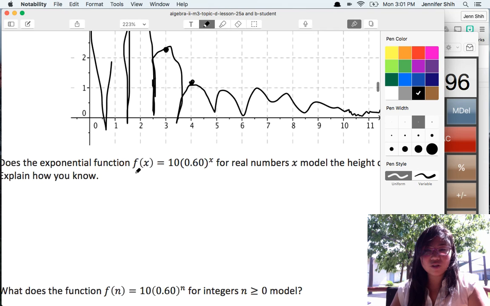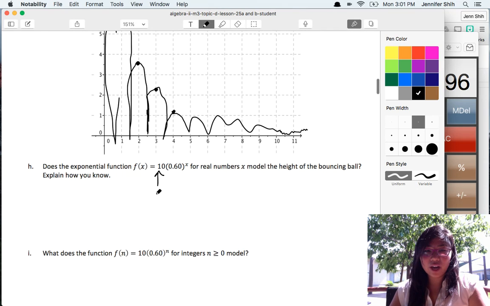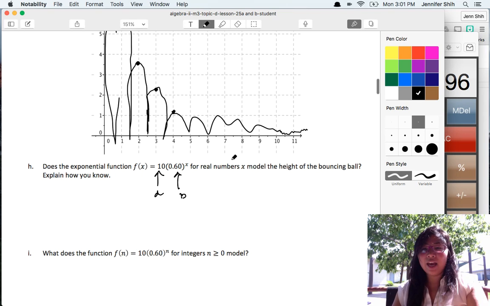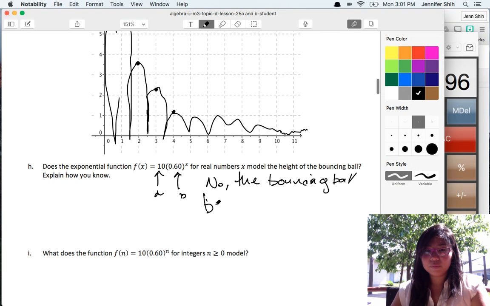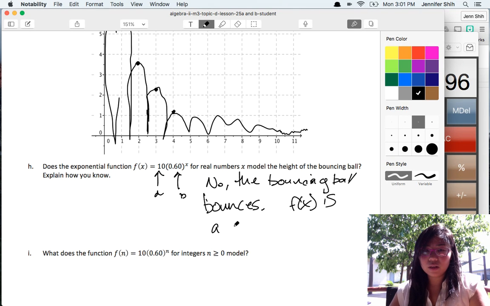Does the exponential function, here's our initial height A, here's our ratio B, model the height of the bouncing ball? Well, no, the bouncing ball bounces. f of x is a smooth function.